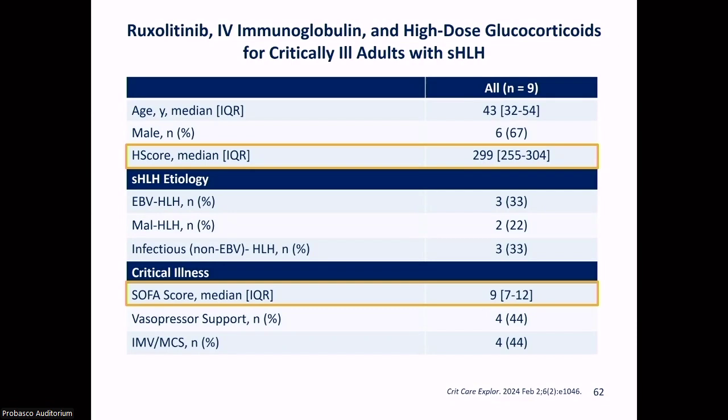They had a median SOFA score of 9, which corresponds to about a 50% mortality rate in general without the HLH. Vasopressor support accounted for about 44% of patients, and 44% were invasively mechanically ventilated, and 1 was on ECMO.